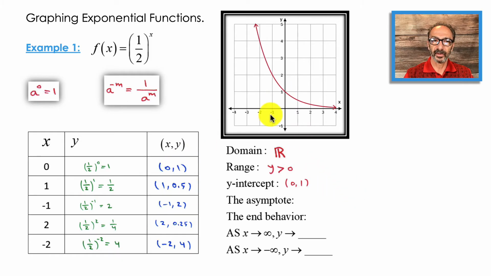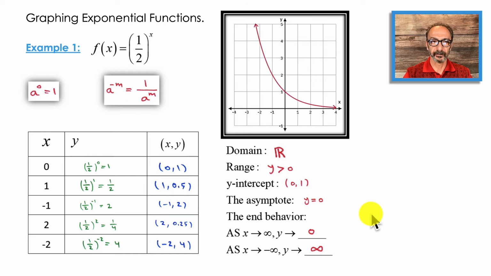The asymptote, the line that the graph gets close to and doesn't touch or cross, is the x-axis, or y equals 0. In end behavior, as x goes to infinity, all the way to the right, what happens to your y values? The y values get closer to 0. As x approaches negative infinity, we're going all the way up, so y goes to positive infinity.